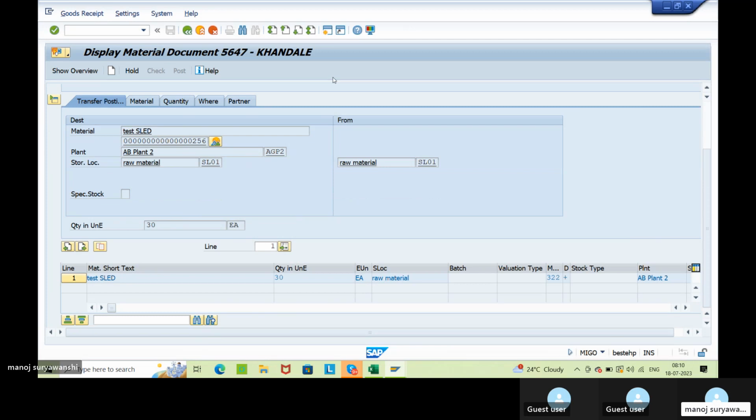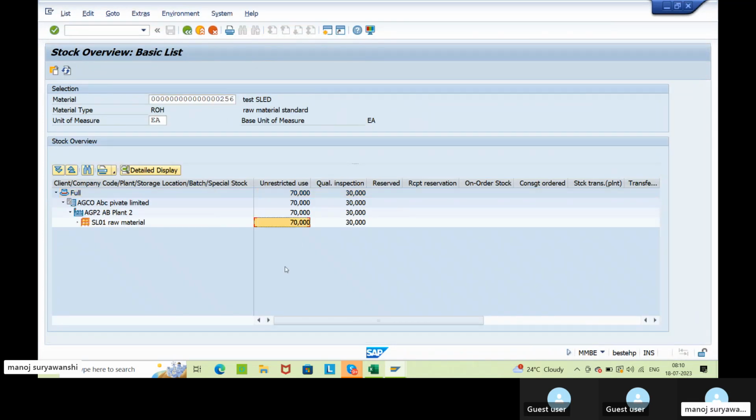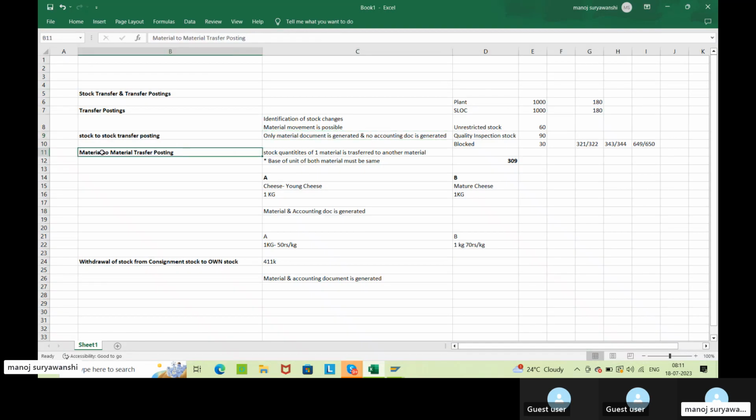Now if you go to check the stock, MMBE, execute it. Now you have 70 quantities in unrestricted stock and 30 quantities in quality inspection stock. Got it? Now remaining movement types you can practice. 343, 344, 349, 350. Okay. Now the second type of transfer posting is material to material transfer posting. And third is withdrawal from consignment stock to own stock.